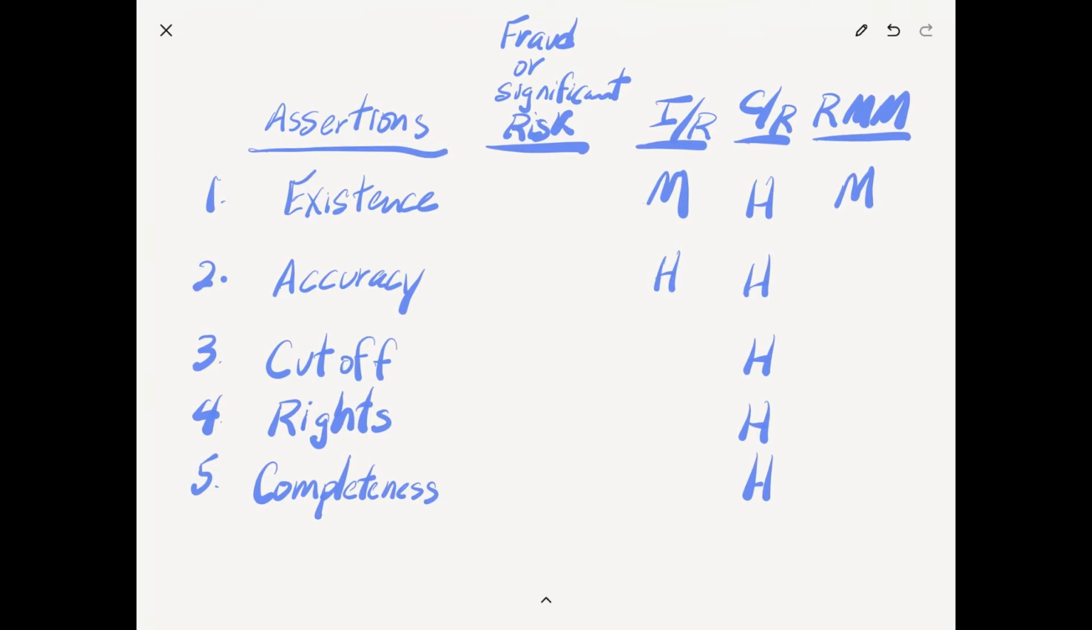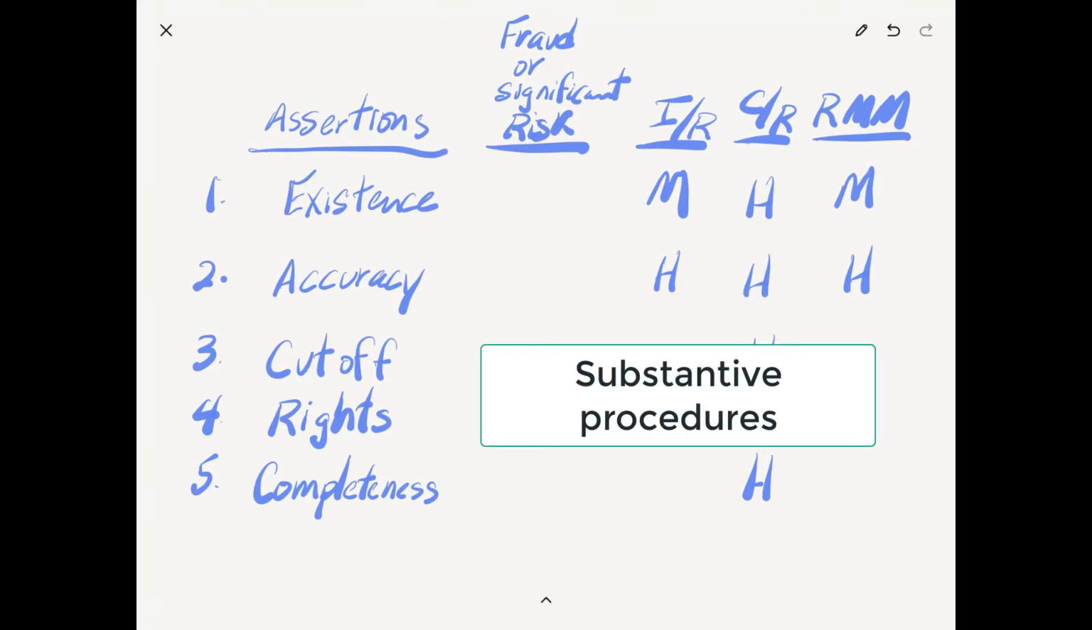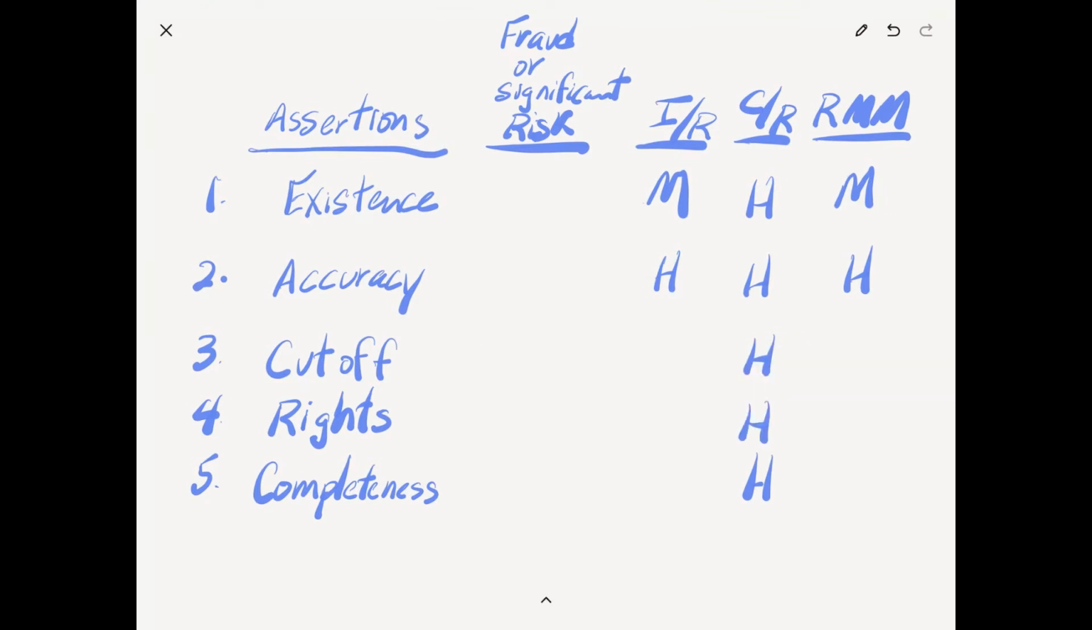With accuracy, because historically we've had some issues, we're going to high with the inherent risk. That brings us to high in the risk of material misstatement. Now think about what that means in relation to your substantive procedures that you will perform. What this really translates into is you're planning to test the bank reconciliation. So you'll receive the bank reconciliation from the client. You'll add all the numbers to make sure they total correctly.